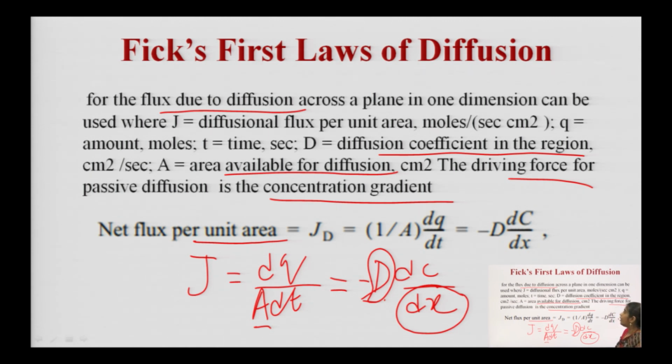Now, this is your first law of diffusion. First law of diffusion is applicable for steady diffusion. It is a steady diffusion because the amount of drug which is released remains constant with time, it does not change with time. So, the same amount of drug is released at different time intervals. So, it is a steady state.